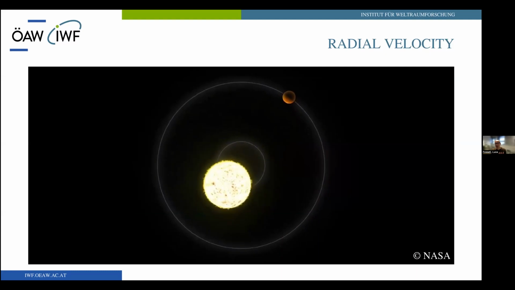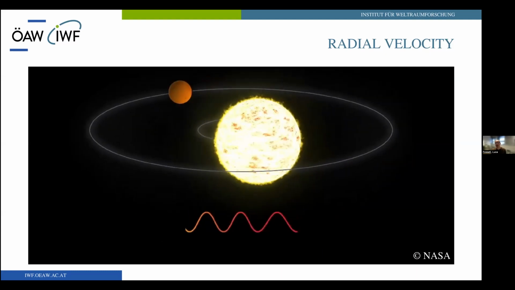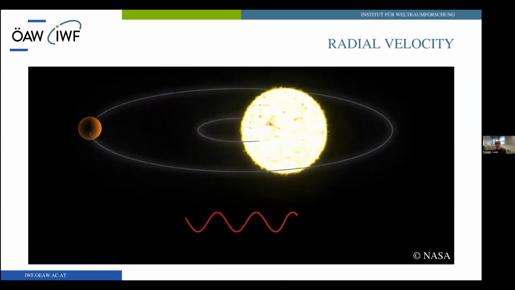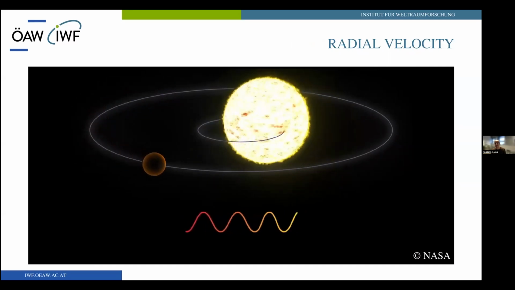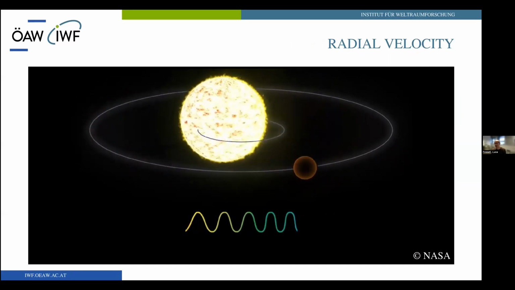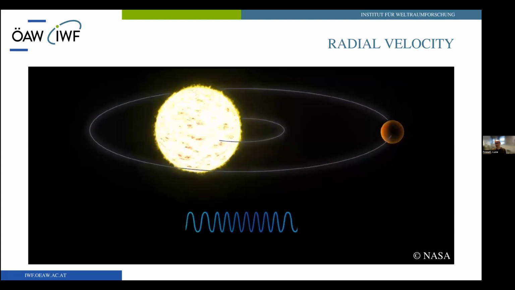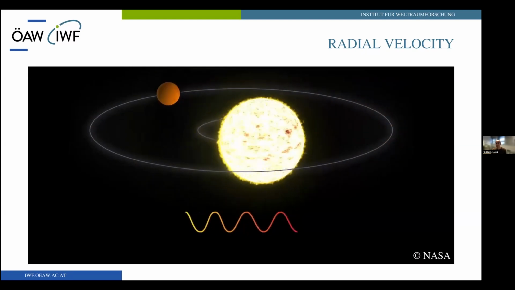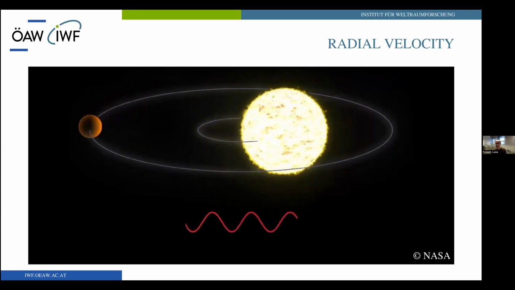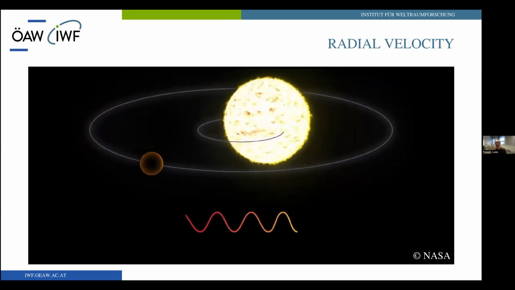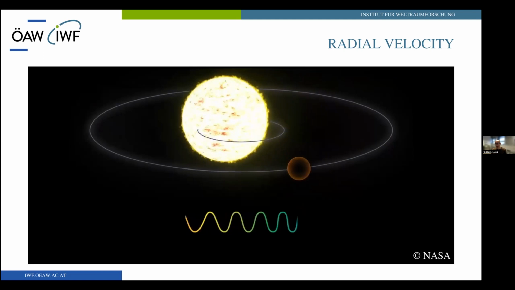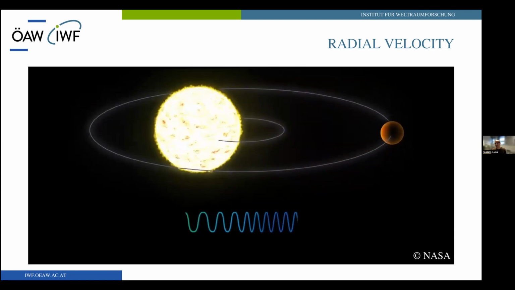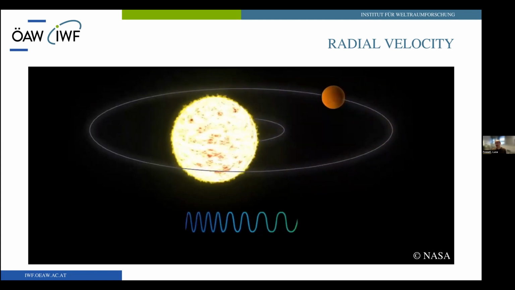Just very briefly, what is the radial velocity method? It uses the fact that when there is a planet orbiting around the star, the star is not still. Both objects move around the center of mass. Therefore, also the star moves. And we can see this movement of the star, the changing velocity of the star as the planet orbits around the star, in the radial velocity. So in the spectrum, in the stellar spectrum.